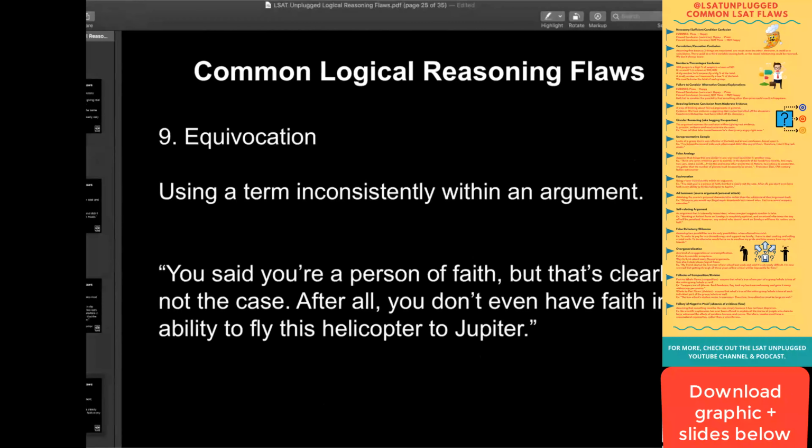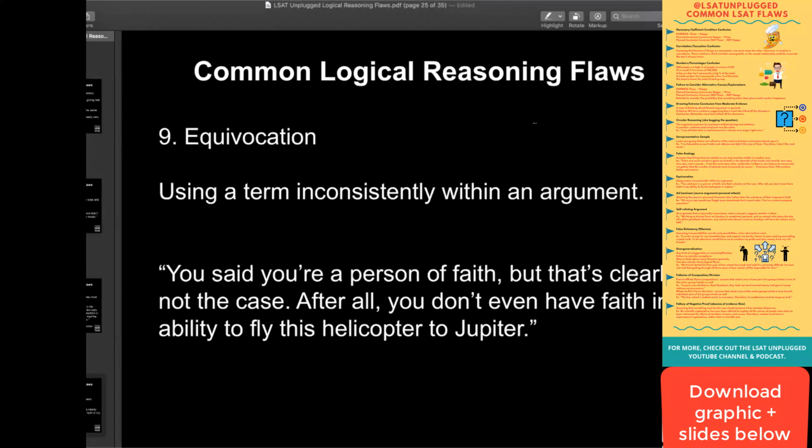Now, equivocation is one that comes up a lot. And this is a pretty tricky one because it involves using key terms with their secondary and tertiary definitions. So not your conventional everyday language for those key words, but using it in multiple ways. So here we have, you said you're a person of faith, but clearly not the case. You don't even have faith in my ability to fly this helicopter to Jupiter. So person of faith here, and then faith in my ability. The problem here, they mean different things. So does anybody want to describe their understanding of those differences?